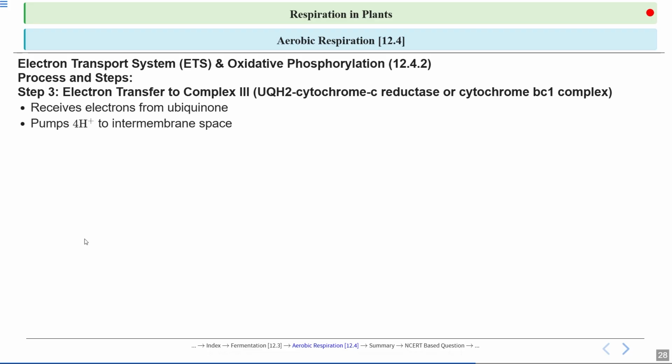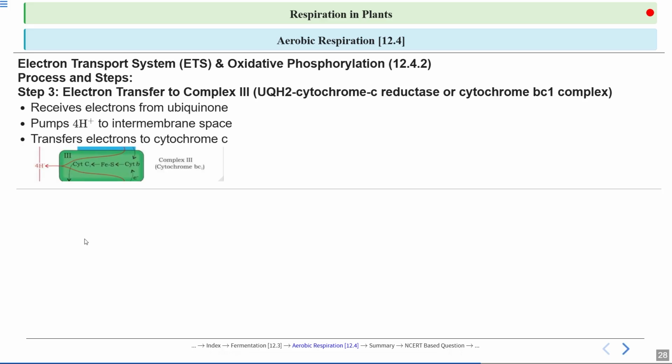As the electrons pass through complex 3, it uses their energy to pump 4 hydrogen ions into the intermembrane space. This is what builds up the gradient. And then complex 3 will transfer the electrons to cytochrome C. So here we can see that complex 3 transfers electrons to cytochrome C, and it also pumps 4 hydrogen ions to the intermembrane space, and this is what actually builds up the gradient.